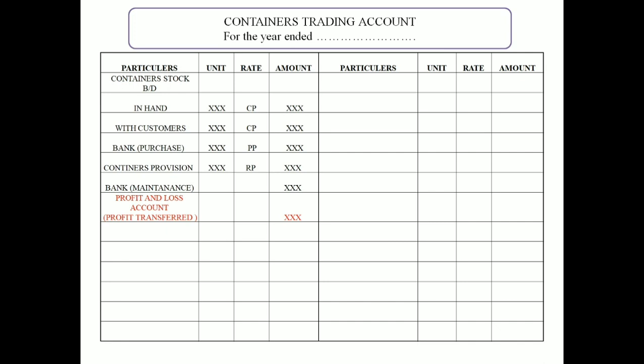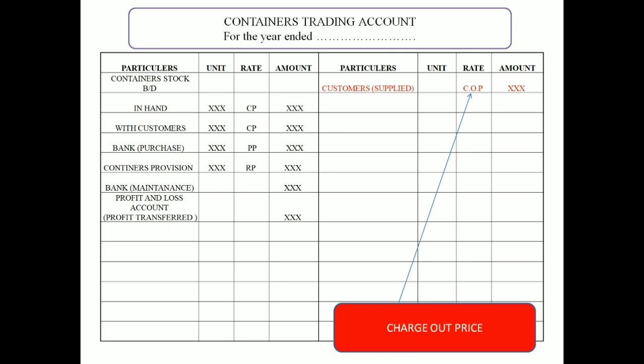And I'll show you some of the entries and items on the credit side. This is the first item, customer. That is, containers sent to the customers, supplied to the customers, is on the credit side, and that is calculated on the basis of COP, that is called the charge out price. Customer, it is supplied to the customers on the basis of a charge out price.